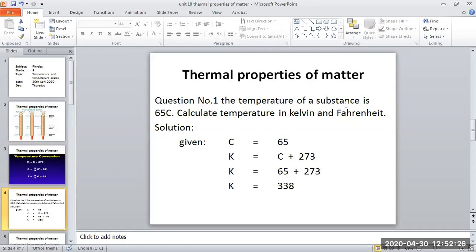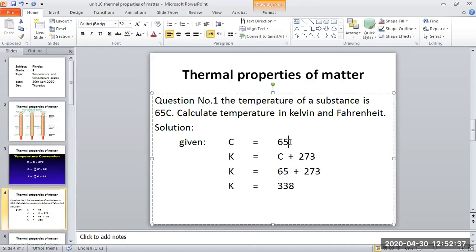Now here I give you an example. The temperature of a substance is 65. Calculate the temperature in Kelvin and Fahrenheit. First of all, you are given a Celsius scale, 65 Celsius. First you find Kelvin. You know the formula, Celsius plus 273, which you saw in the slide above. You add 273 to 65 and your answer is 338.